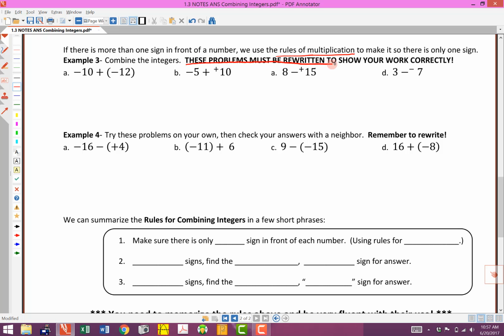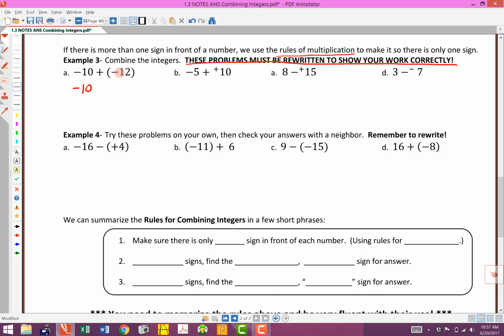These problems must be rewritten to show your work correctly and to make sure that you can apply the rules the right way. And this is the way you're going to be doing these problems from now until you're done taking math. You're going to use this concept in every math class that you're in, so I advise you to practice this way, think about the problems this way, and you'll be much better off in the long run. So you'll notice that this only has one sign in front of it. We're totally okay with that, so that's a -10.